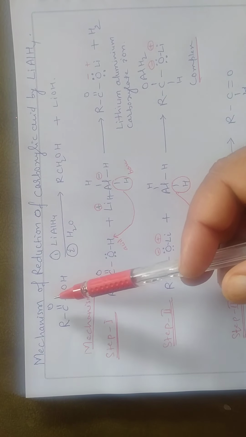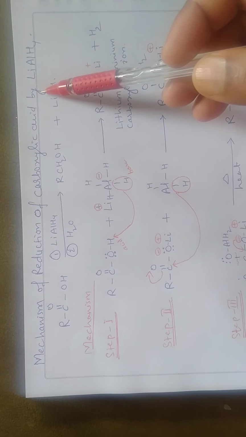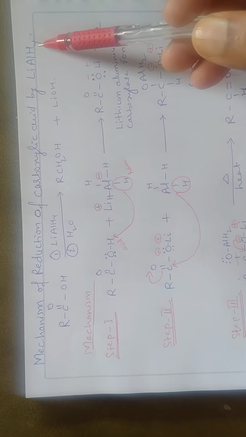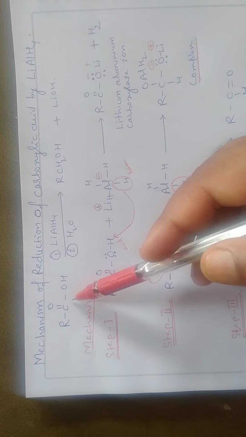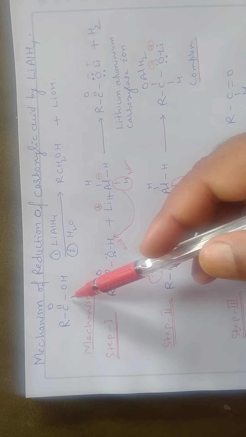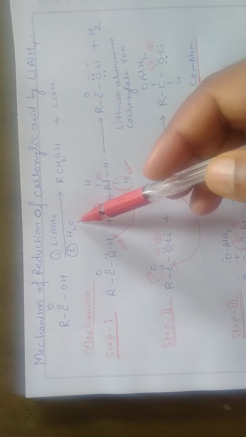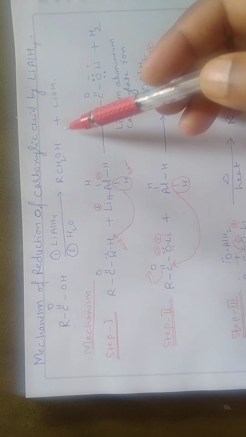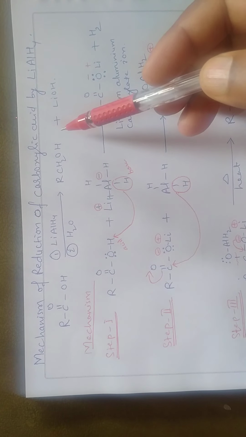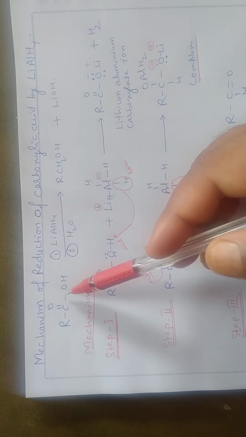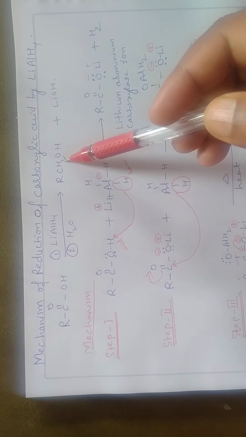Dear students, today we are going to discuss the mechanism of reduction of carboxylic acid by lithium aluminum hydride. Now, all of you know that any carboxylic acid on reduction with lithium aluminum hydride followed by water forms alcohol and lithium hydroxide. So, all of you know well that on reduction of carboxylic acid, alcohol is formed.